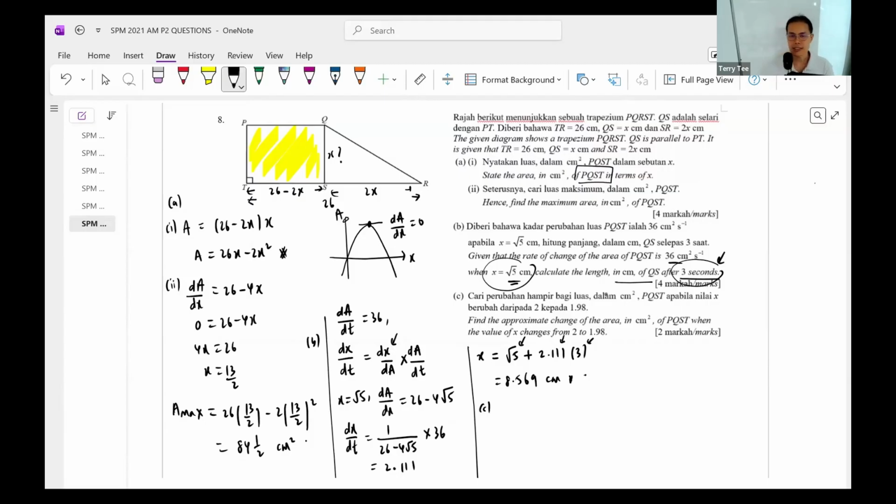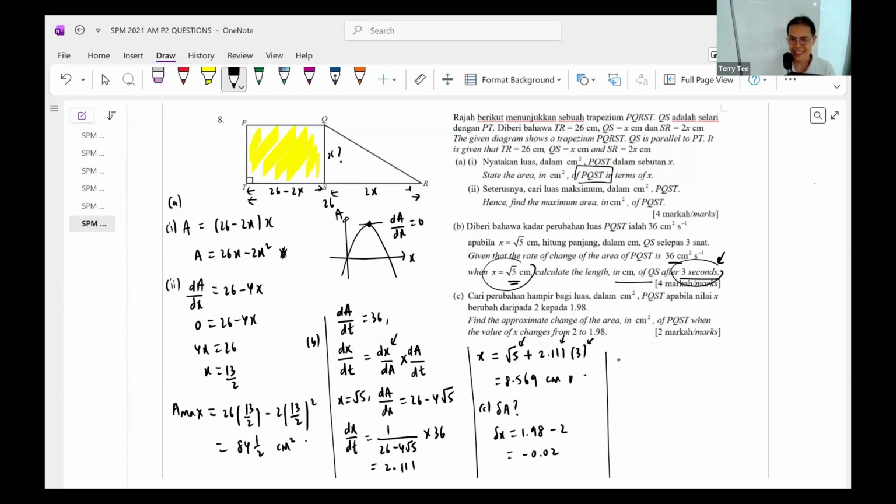Part C is quite easy, quite direct. Approximate change of the area. Approximate change of the area means delta A. You're finding delta A. You're given that x changes from 2 to 1.98. That means your delta x is what? Take the final minus initial, negative 0.02. That's your delta x. I know my delta x, I'm finding my delta A.